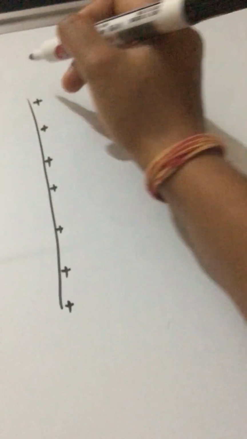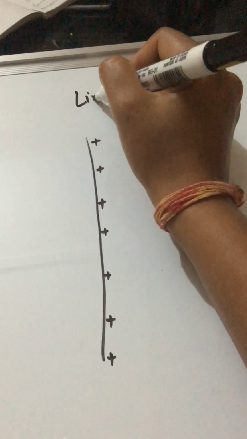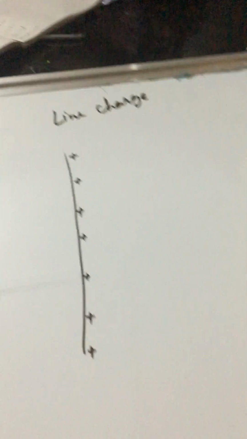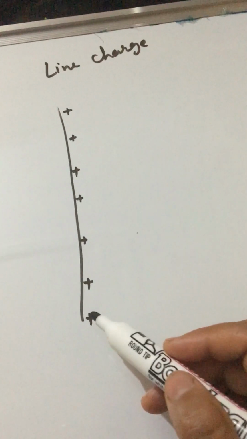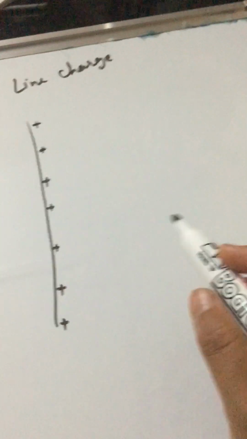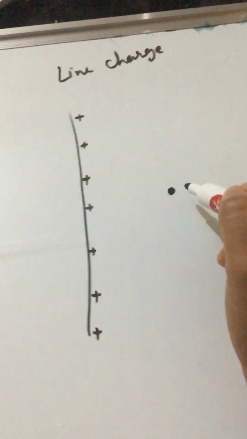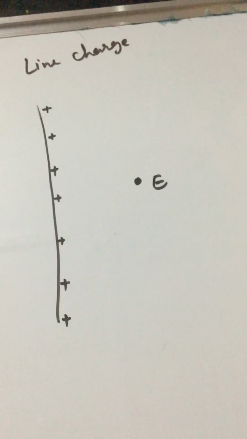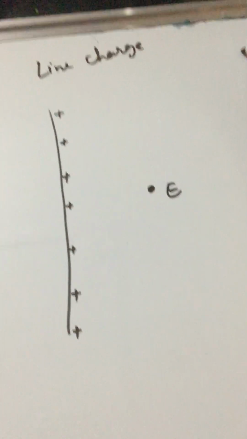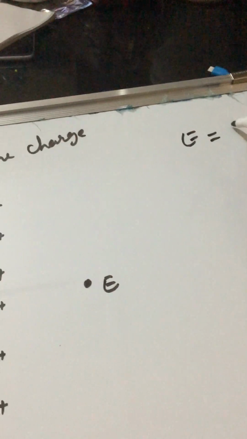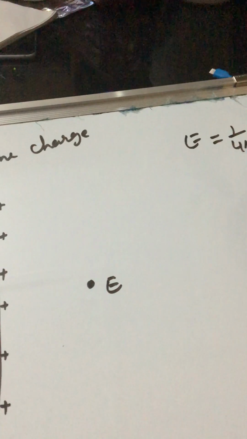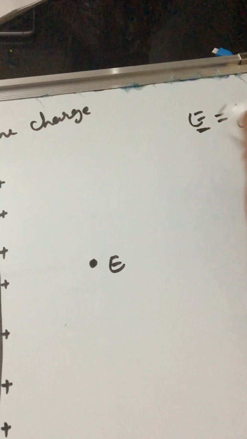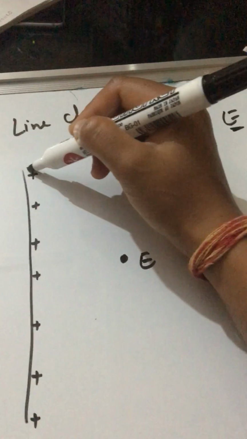Okay, let's say this type we call line charge. This is a line charge, with uniformly distributed charges. Say here you need to find the electric field. So far we know that the electric field due to a point charge is equal to 1 by 4 pi epsilon, q by r square, for a point charge only.